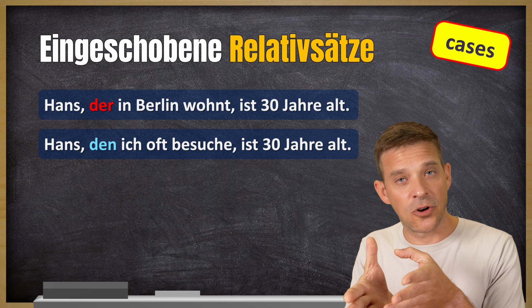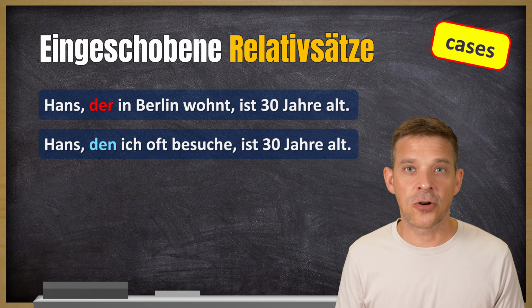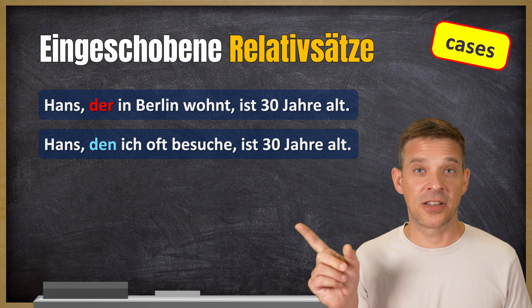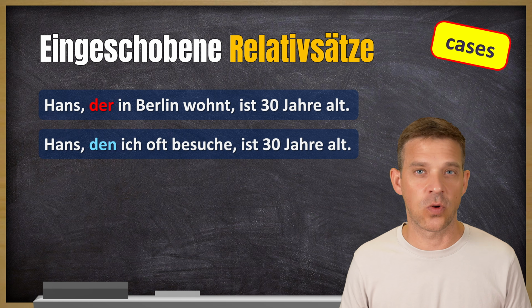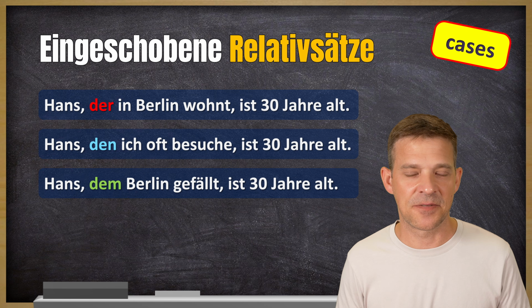Now we have to look at the verb. Verb is besuchen, and like the vast majority of all German verbs, besuchen takes the accusative case. Therefore, relative pronoun here is in Akkusativ, den ich oft besuche. Hans, dem Berlin gefällt, ist 30 Jahre alt.